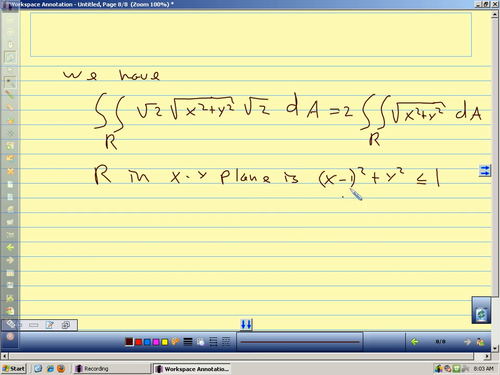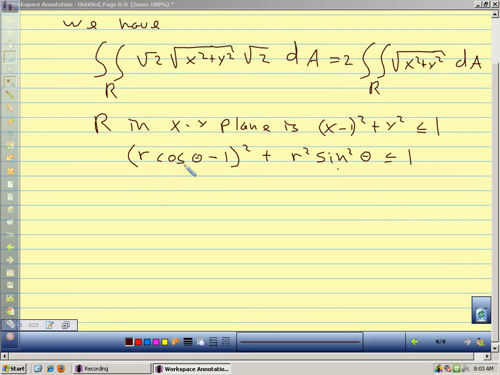So we're going to use polar coordinates. x is r cosine theta, y is r sine theta. So we get (r cosine theta minus 1) squared plus r squared sine squared theta is less than or equal to 1. I'm going to multiply this out and simplify. When I do, I end up with r squared minus 2r cosine theta less than or equal to 0.